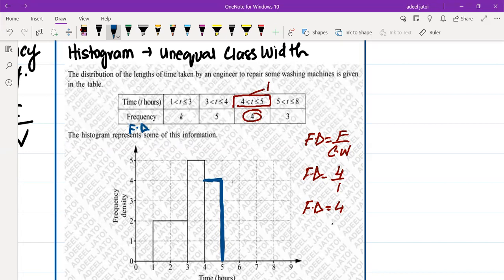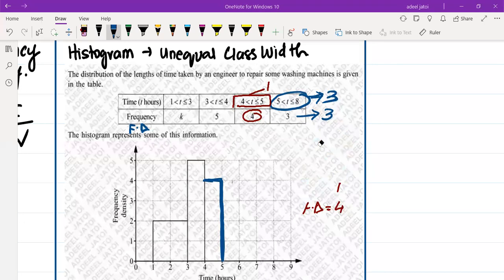Now, again, let's work upon 5 to 8. See, for 5 to 8, your frequency here is 3, whereas your class width is also 3. So frequency is 3, class width is 3. If we do the working for the last one, frequency density is frequency upon class width.